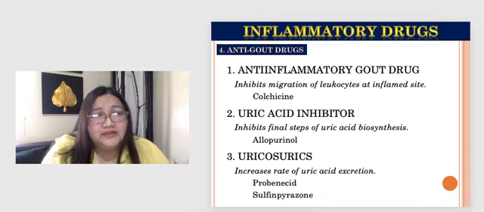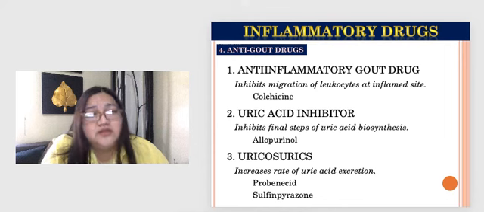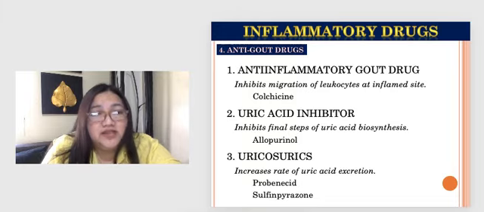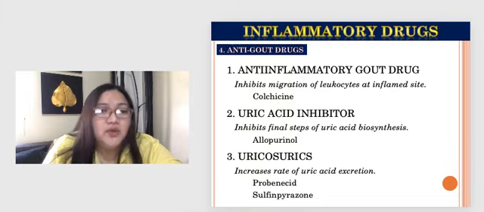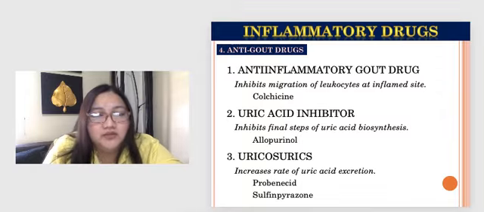The anti-inflammatory gout drug is colchicine. Colchicine inhibits migration of leukocytes at the inflamed site. Leukocytes are white blood cells responsible for inflammation. So, pag ininhibit mo yung pagpunta ng leukocyte dun sa site of injury, wala yung WBC na responsible sa dolor, tumor, calor, functio laesa, rubor, etc.